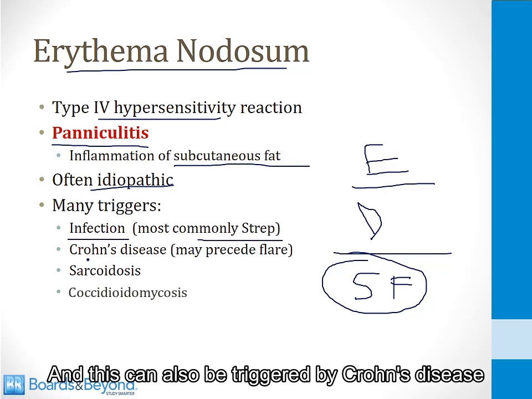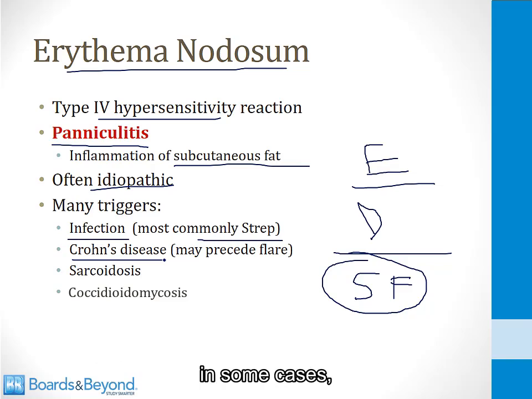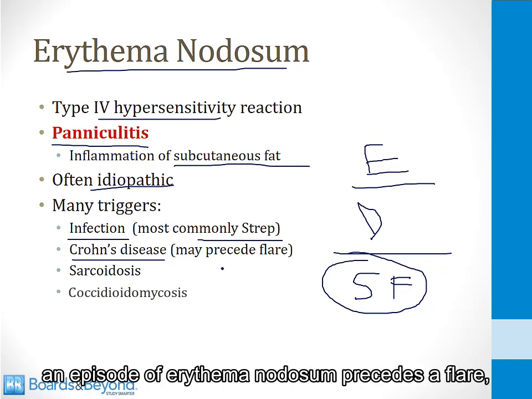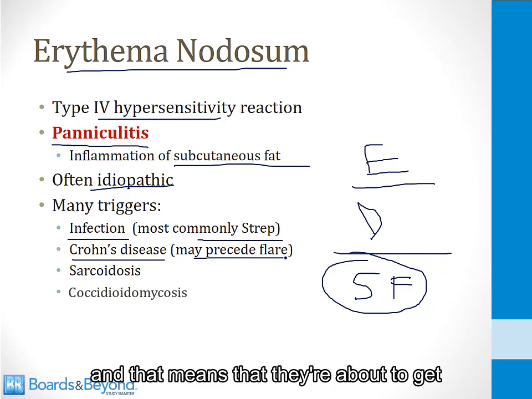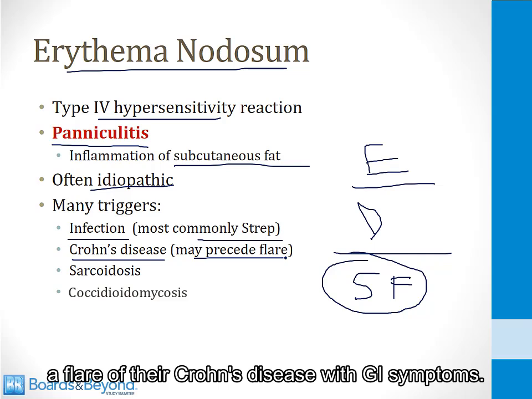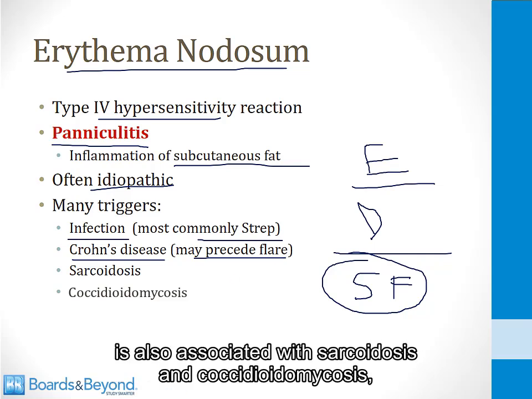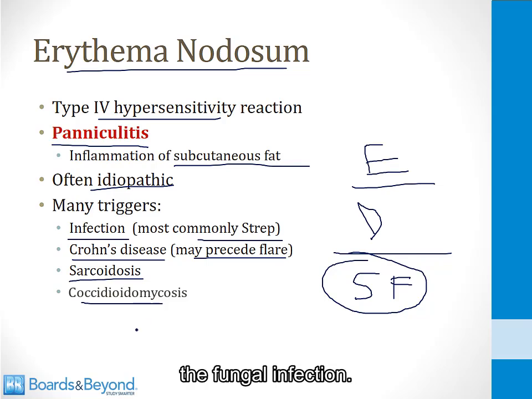This can also be triggered by Crohn's disease in some cases, and there are many people in whom an episode of erythema nodosum precedes a flare. So they will develop this skin disorder, and that means that they're about to get a flare of their Crohn's disease with GI symptoms. And then erythema nodosum is also associated with sarcoidosis and coccidiomycosis, the fungal infection.